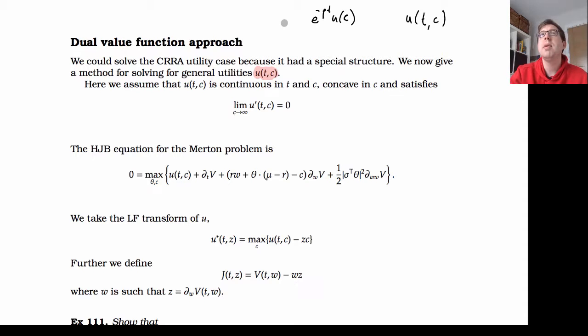And the things that I'm going to assume about that utility function are that it's continuous in t and c, and it's also going to be concave in c, all right? And I'm going to assume it's concave in a way that it's sort of increasing, and there's a limit equal to 0 of the derivative of the utility function. So that's just a bunch of assumptions that make things reasonably safe, but still general, considerably more general than CARA utilities.